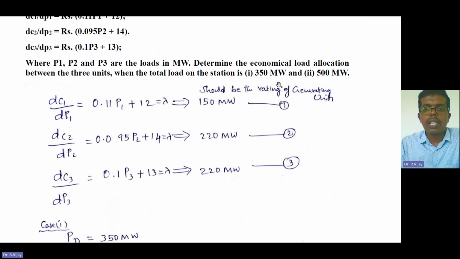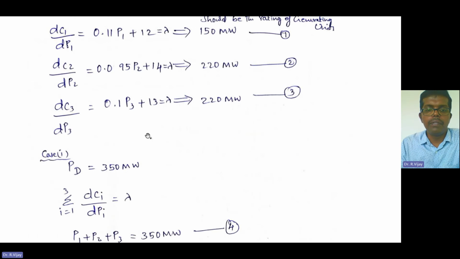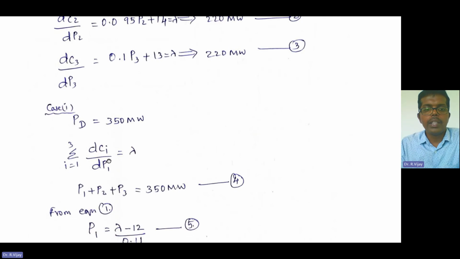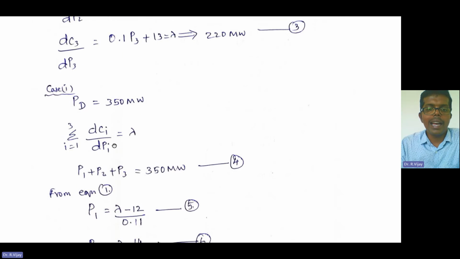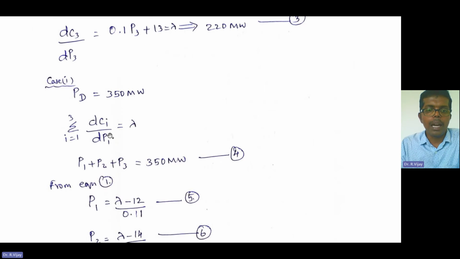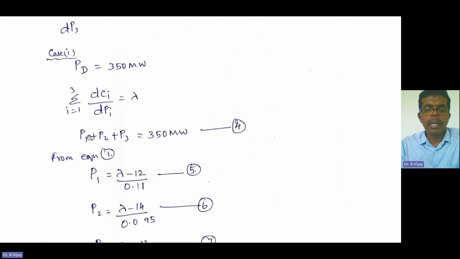Next, the first demand we are taking is 350 megawatts. Summation of i equal to 1 to n, where n is nothing but the 3 generating units, dCi/dPi is equal to lambda. Here PD is 350 megawatts, which is also given in the problem. So PD is nothing but P1 plus P2 plus P3, which is equal to 350 megawatts. We are taking this as equation number 4.